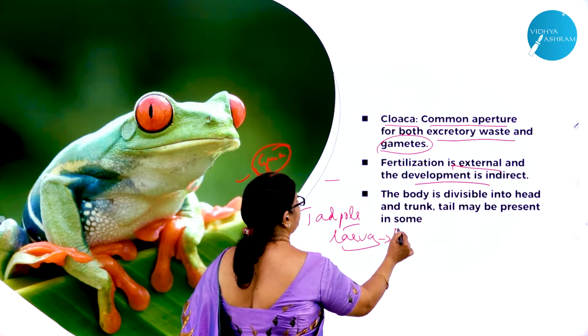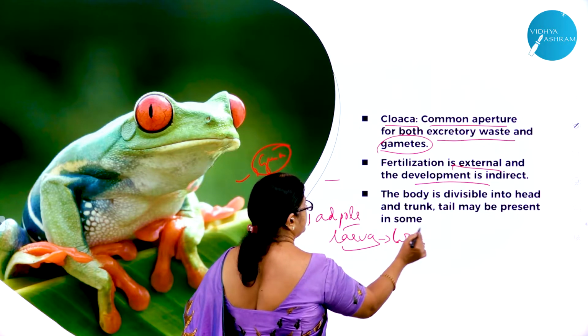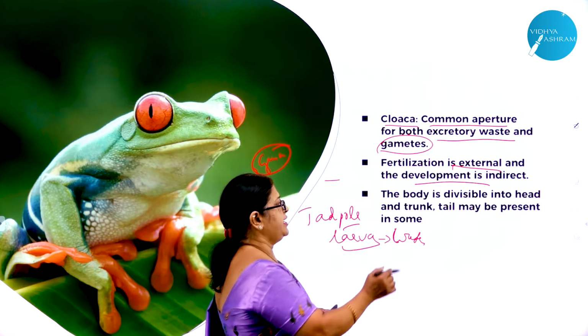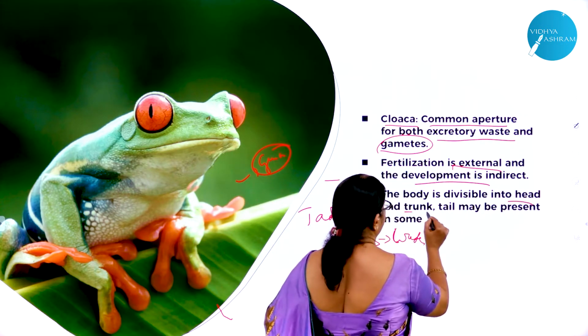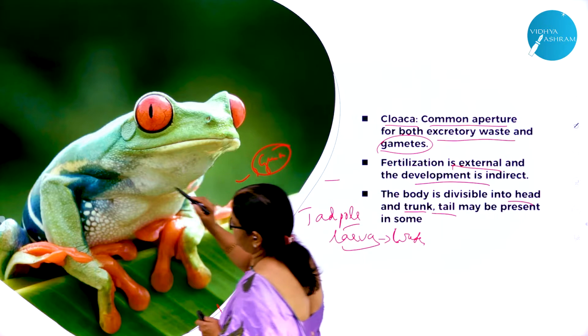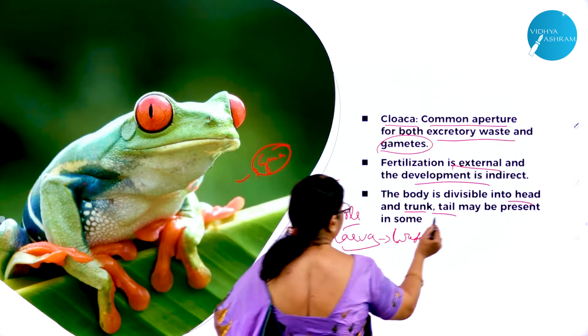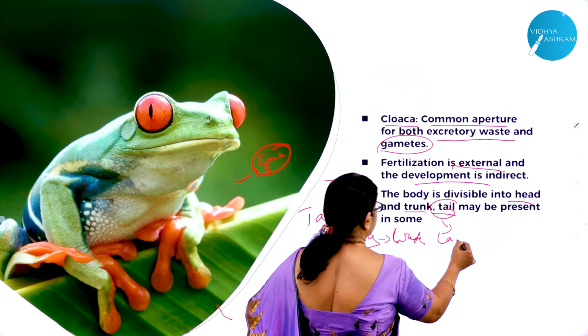which is led where? Which is led in water. And the whole of the body is divisible into head, trunk and tail. Here you can see head, trunk and tail. Actually the tail you can see only in the larval stages.